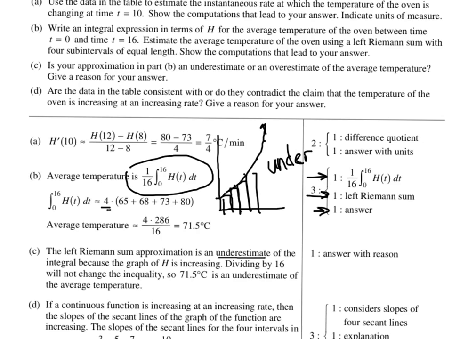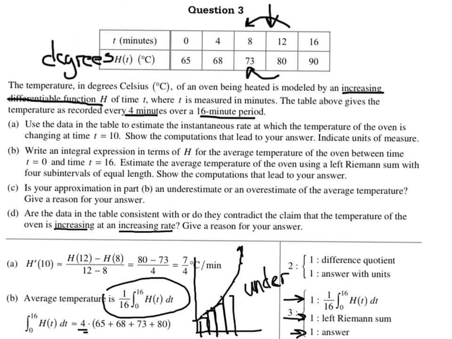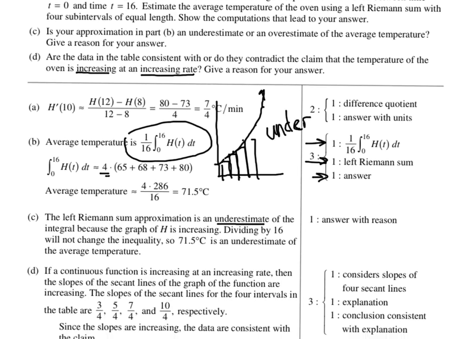And last of all, are the data in the table consistent with, or do they contradict the claim that the temperature of the oven is increasing at an increasing rate? So that means that the rate of change is getting larger and larger. So let's look at the rate of change. When we look at our table, we look at the rate of change for the first sets of data. So it would be 3 over 4. And then the next would be 73 minus 68, which is 5 over 4, correct? And then we have 7 over 4. And then we have 10 over 4. So you can see that the rates of change are increasing at an increasing rate.